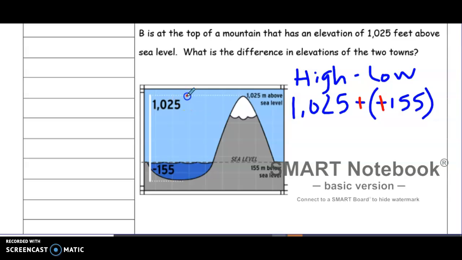And if you think about it, from the top of the mountain to 0 would be 1,025 feet, and then you have to go another 155 feet below. So the difference between the two elevations is equivalent to adding the two numbers, 155 and 1,025. So if you grab your calculator, 1,025 plus 155 equals 1,180 feet elevation difference. Okay?